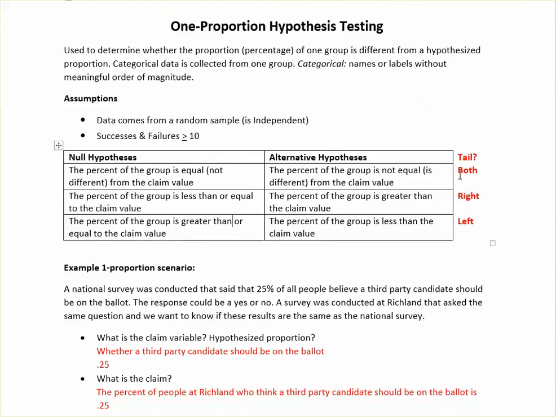Something else that's important to remember is which tail. This one is not equal or is equal. That's a both tail. The percent of the group is greater than is a right tail. And the percent of the group is less than is a left tail. Remember, we get the tail from the alternative hypothesis. So even though you need to know what the alternative and the null are, whenever you're asked which tail that claim is, it's always going to come from your alternative hypothesis, which is why the less than is your left tail, greater than is right, and not equal or different is both.